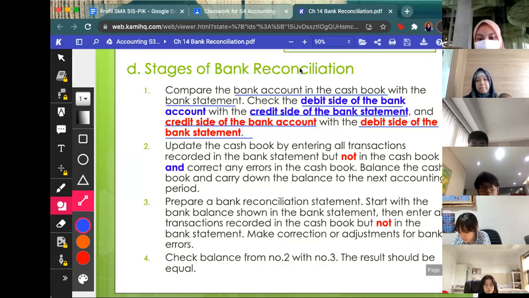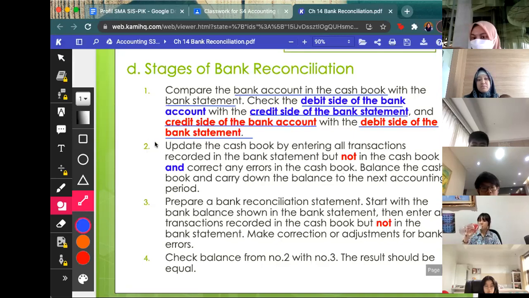Next, update the cash book by entering all transactions. So the second step is we make corrections to the cash book first. We update the cash book by entering all transactions recorded in the bank statement but not in the cash book, and correct any errors in the cash book. Next, balance the cash book and carry down the balance to the next accounting period.